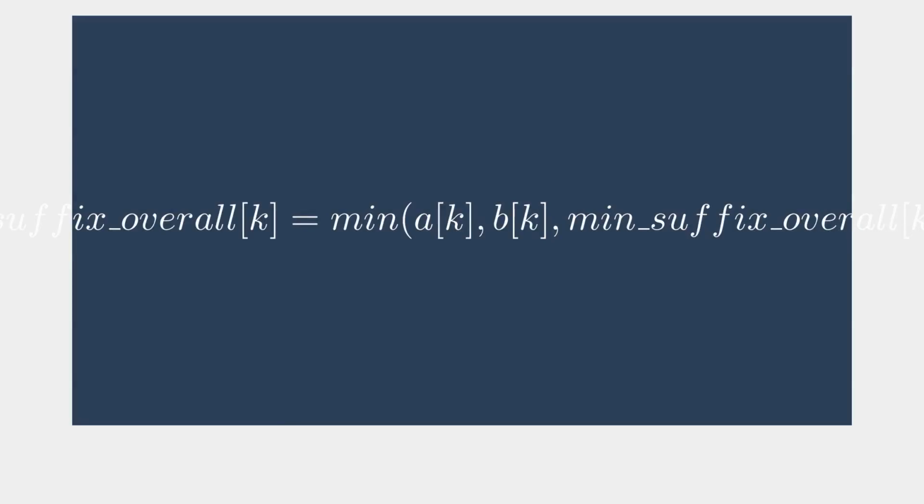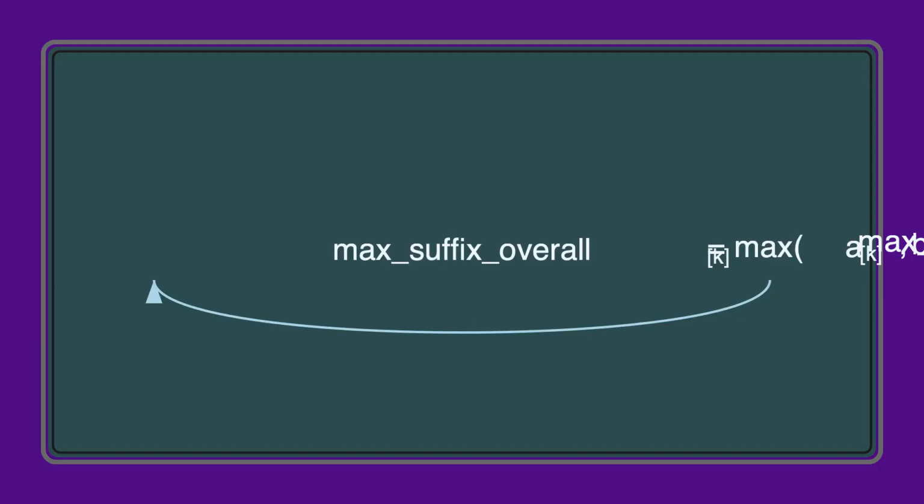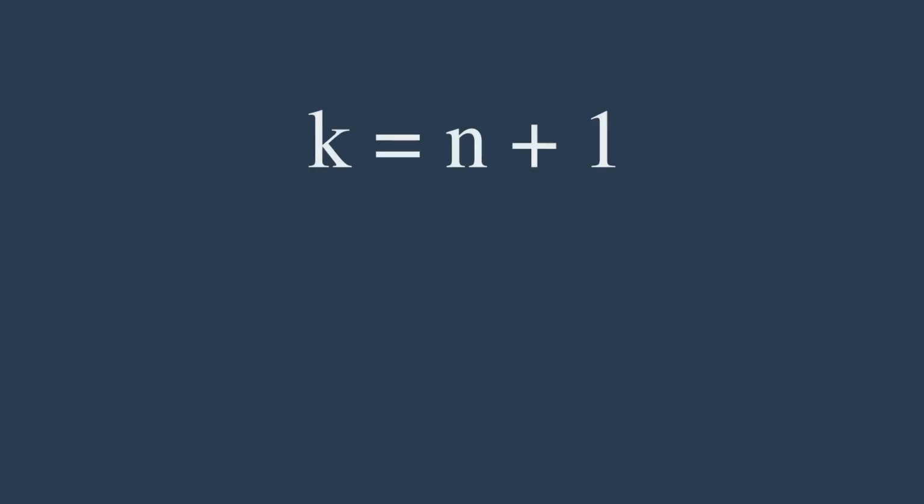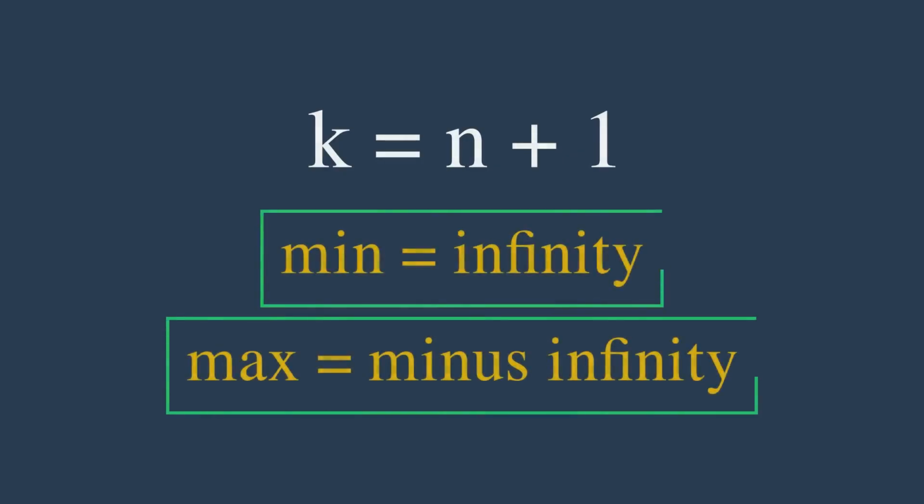Let us define min suffix overall at k as the minimum of a_k, b_k, and min suffix overall at k plus 1. And max suffix overall at k as the maximum of a_k, b_k, and max suffix overall at k plus 1. We will compute these from k equals n down to 1. Base cases for k equals n plus 1 are infinity for min and minus infinity for max.